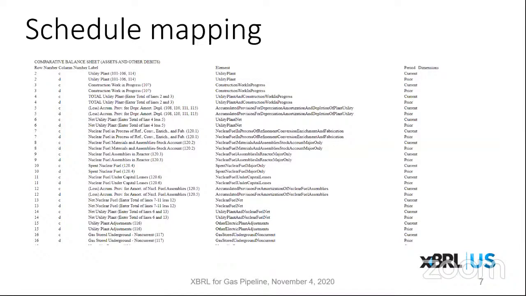And this is an example of that mapping here. You can see the row number and the column number, and it tells you what the label of the item is. It'll give you the element name that you should use for it, what time period you should put on it, and then any dimensions that might be associated with it. For the balance sheet, there aren't any dimensions, so that doesn't really apply in this case. This can be quite useful.